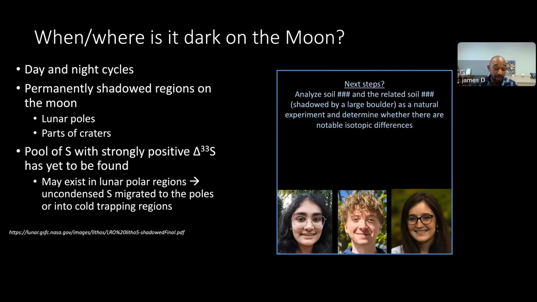And so in our next steps, we are going to be analyzing two different samples that are related to one another, where one soil is illuminated and the other soil is shaded by a nearby boulder. And so we would be able to use this soil as a natural experiment to determine whether there is a notable isotopic difference between these two samples, assuming that they were processed during, say, the same time.